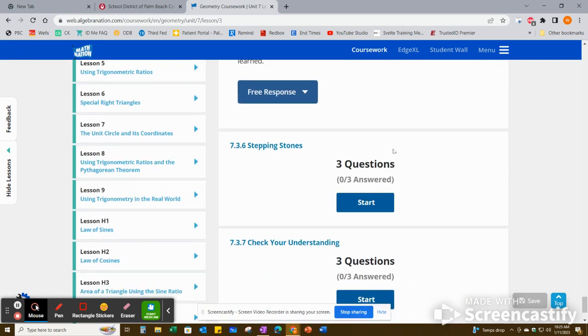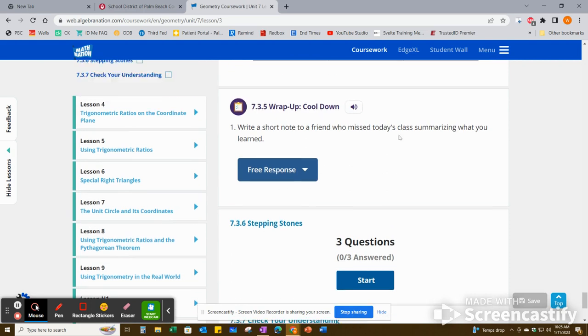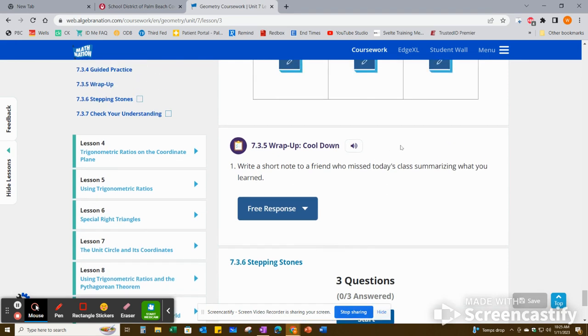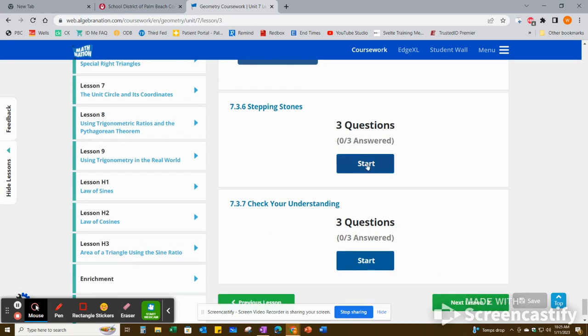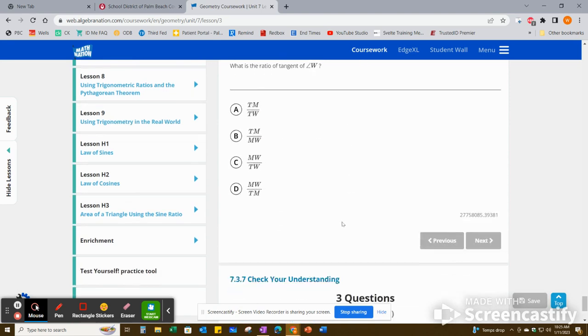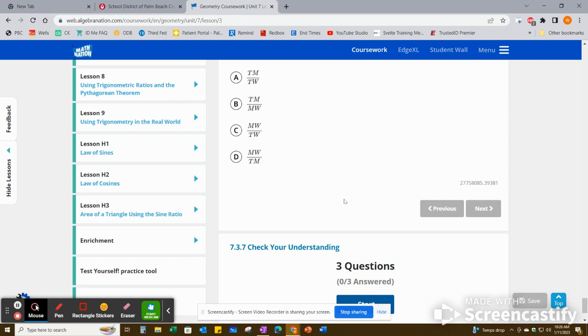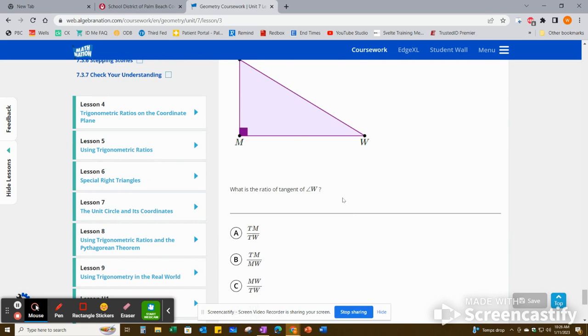And at the bottom, they have a wrap-up question that you can try to answer on your own. Notice they don't have a video for that because they're wanting to see if you understand it, kind of like an exit ticket out the door. And here's those three stepping stone questions and check your understanding questions. And you click start. And it'll give you the questions. When you're done, if you don't get them right, you're allowed to try them again. Okay? Sometimes seeing the answers will help you to understand how to get to the correct answer.